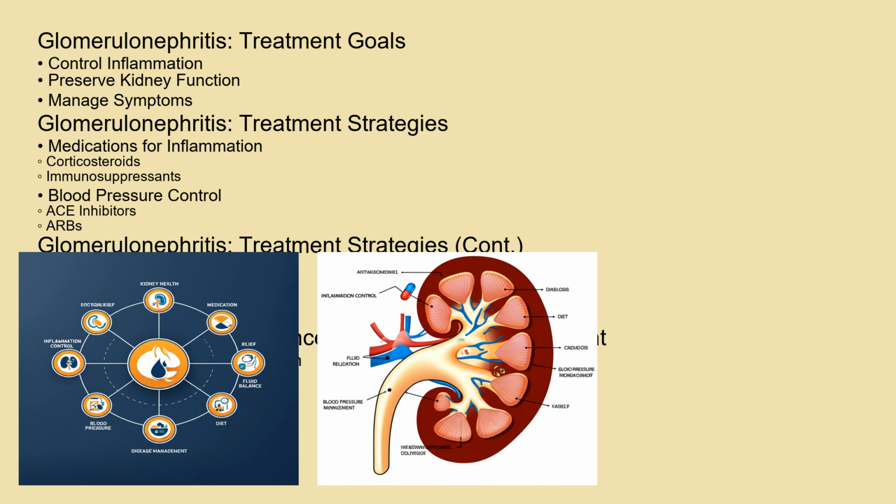The treatment and management of glomerulonephritis aim to control inflammation, preserve kidney function, and manage symptoms. Treatment strategies vary depending on the type and severity of the condition. Medications are commonly used to reduce inflammation, such as corticosteroids or immunosuppressants. Blood pressure control is crucial, and medications like ACE inhibitors or ARBs are often prescribed. Diuretics may be used to reduce fluid retention and swelling. Dietary modifications, such as limiting sodium and protein intake, can help ease the burden on the kidneys. In severe cases, dialysis or kidney transplantation may be necessary to replace kidney function. Managing underlying conditions like infections or autoimmune diseases is also important for treating secondary glomerulonephritis.